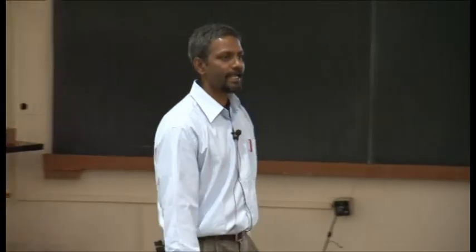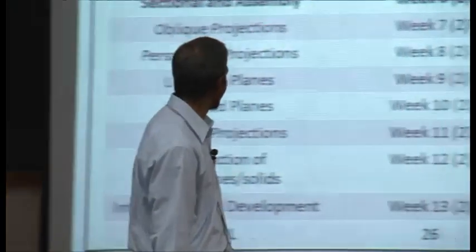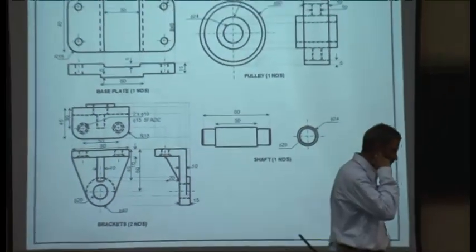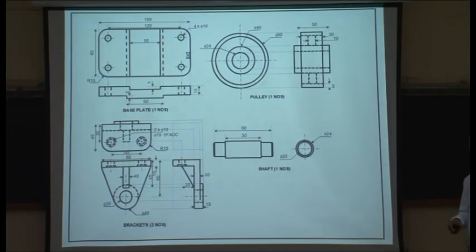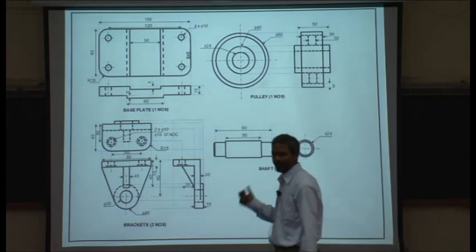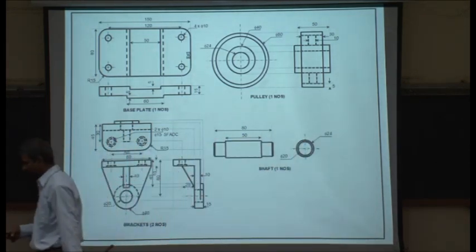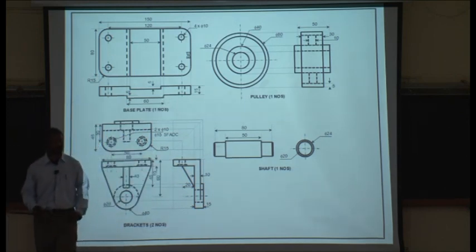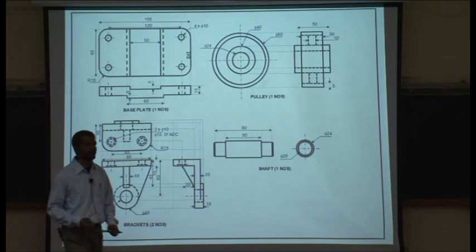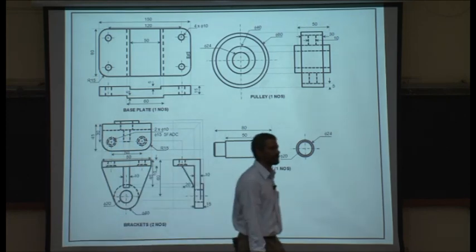I'll talk about sectioning of assembly today. So this is the example, problem number 6.3 of your sixth lab. This example pertains to that. So feel free to make sketches if you want to. You got four parts: a base plate, two brackets, a pulley, and a shaft.